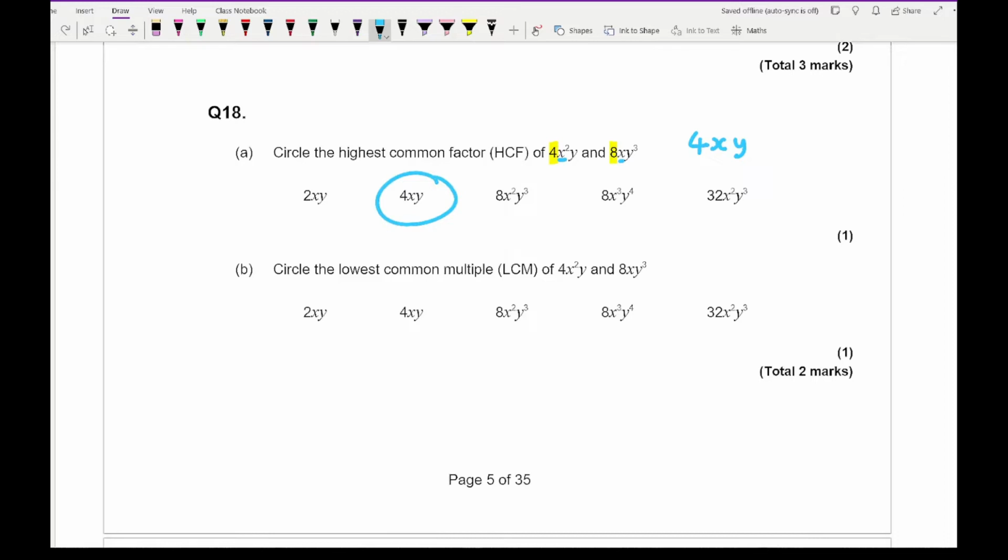Now, when it comes to the lowest common multiple, again, break it down. So here we've got the lowest common multiple of 4 and 8. So what's the smallest number that appears in the 4 times table and the 8 times table? Well, that's going to be 8. And then with the highest common factor, you're looking for the smallest power. Now we're looking for the biggest power. So what's the largest power of x we've got? Well, it's going to be x squared. And what's the largest power of y? Well, that's going to be y cubed. So this is the expression I'm looking for, which is our middle option.